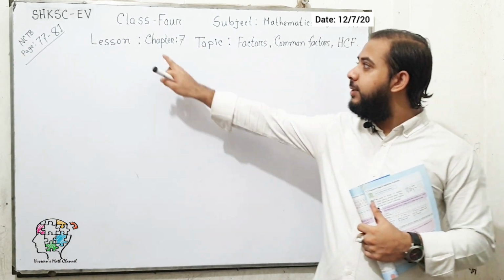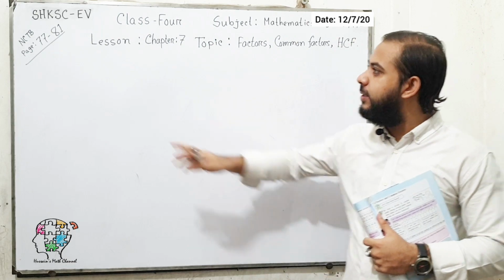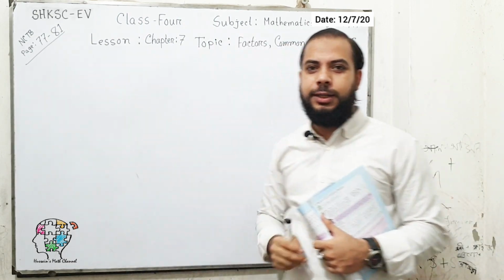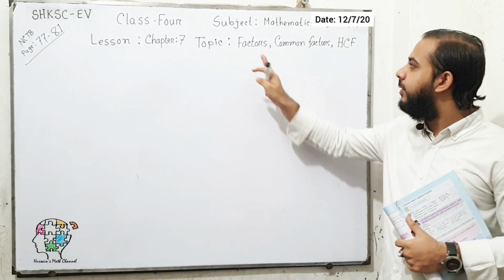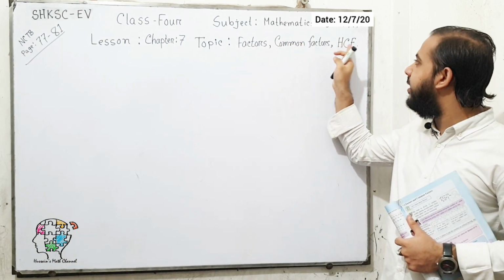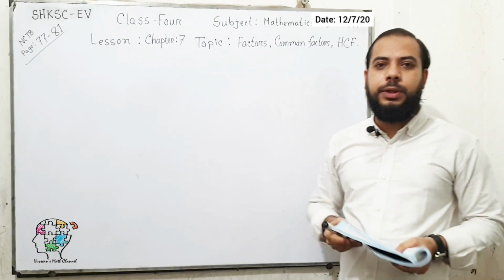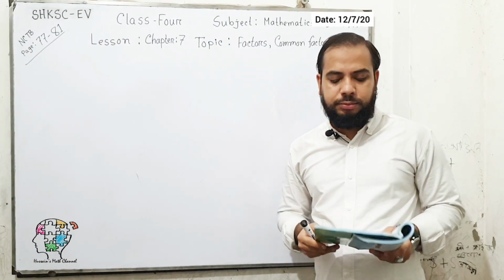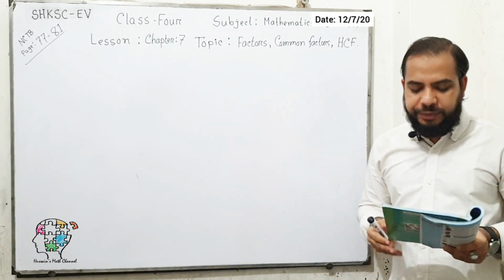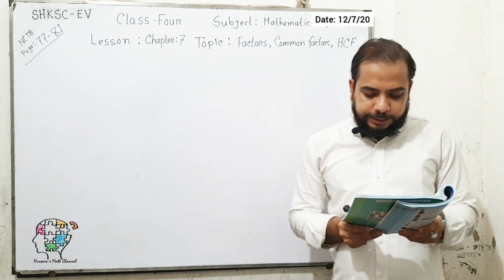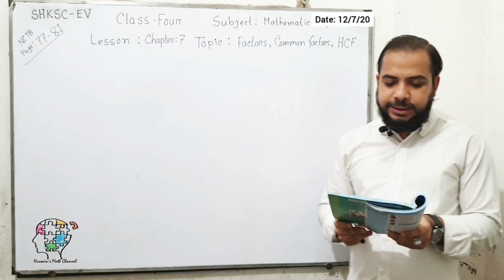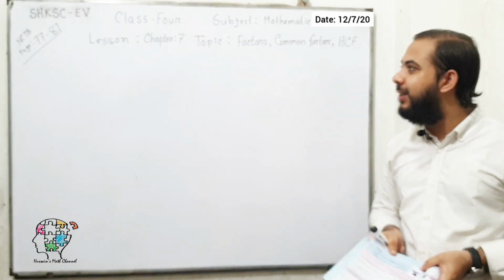Our today's lesson is chapter 7, page number 77 to 81, and our today's topic is factors, common factors and highest common factor. Today we are going to learn something new which was not in your previous syllabus, I think. At first, let's see what are factors.